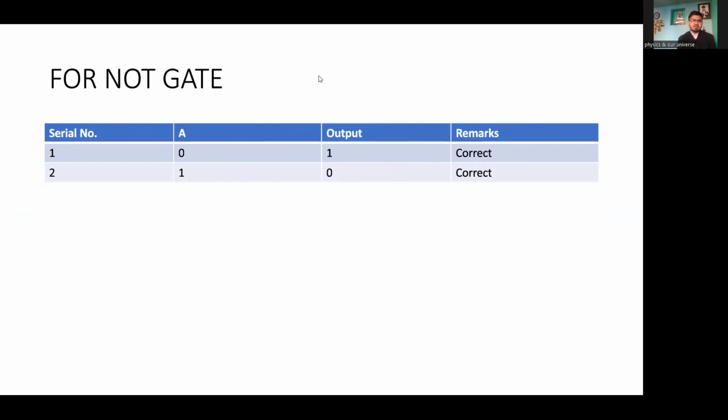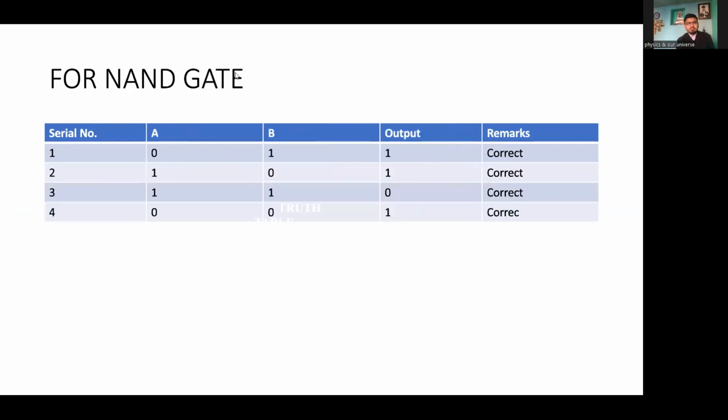Now the NAND gate. For the NAND gate also, I've checked here. I found that when one input terminal is low and one is high, I get output one. I checked that it is correct. And when both inputs are low, the output will be high, and it is correct. The output will be low when both input terminals are high. That is correct. If one is zero and one is one, and you write output zero, it's not correct. It is incorrect. In this way, you can check whether the output is correct or not.